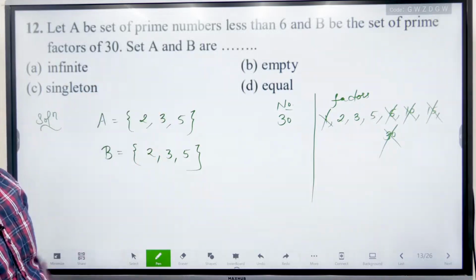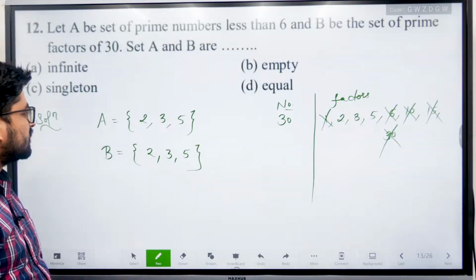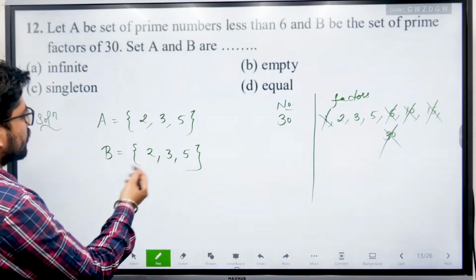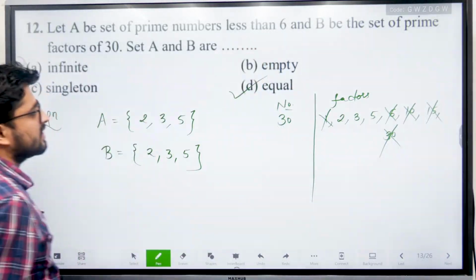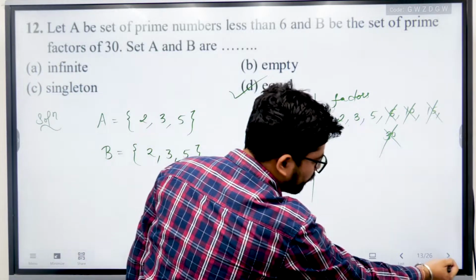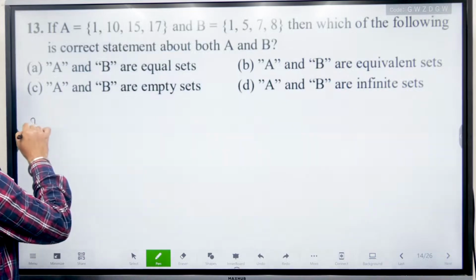Now sets A and B are what? You can observe that these are equal sets. They contain exactly the same elements. So you can say these are equal sets. Yes, A and B are equal. Next one. Next is what?